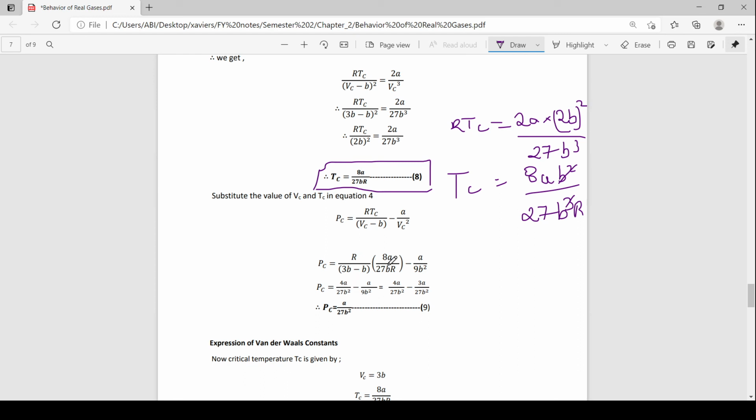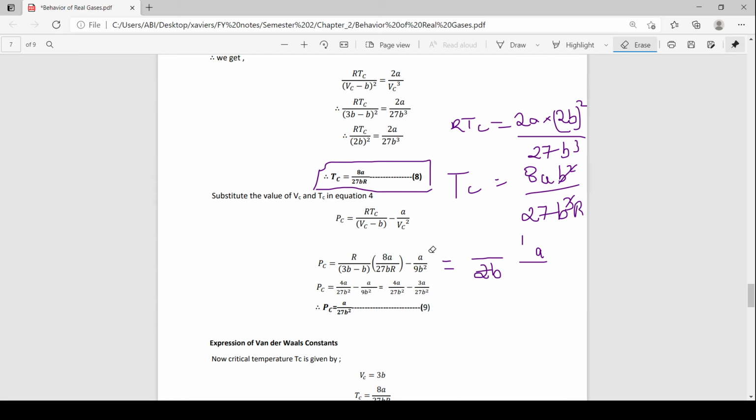Now here what I get, pc is equals to, now how do I get this, 4a upon 27b. So what is done here is R upon 2B into 8A upon, so this is what I can get, this is 2, this will get cancelled, so I get 4A.